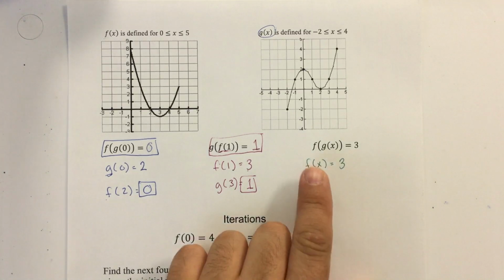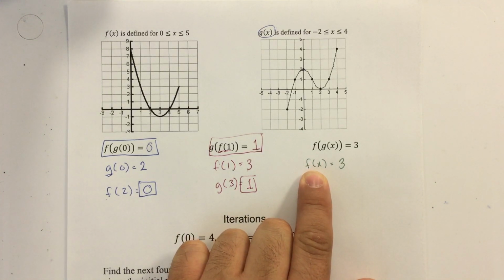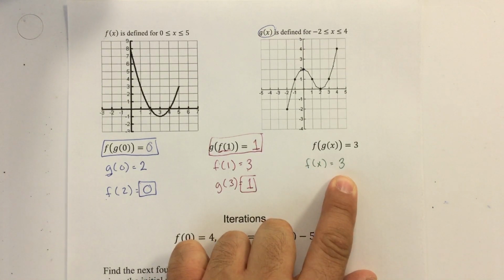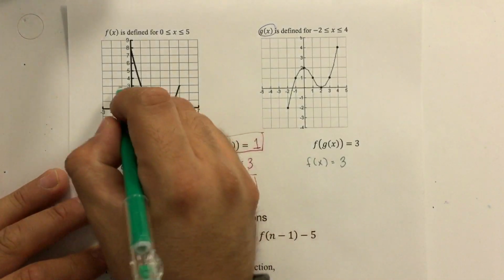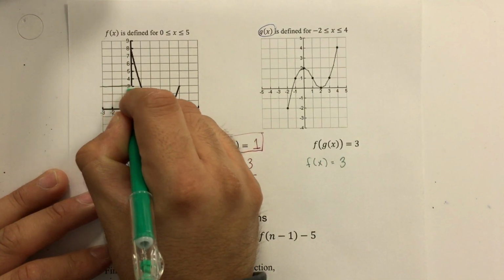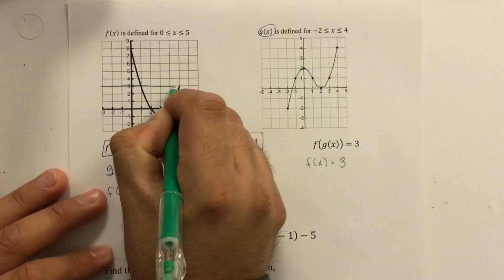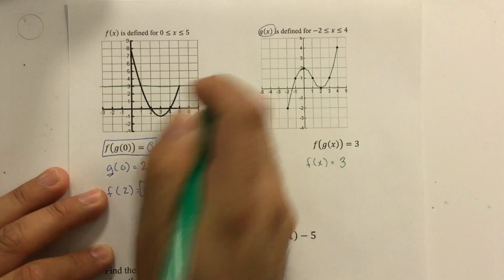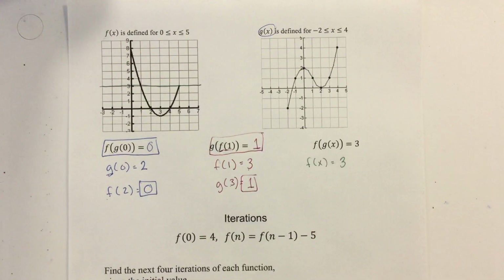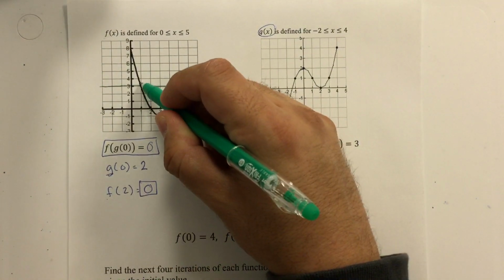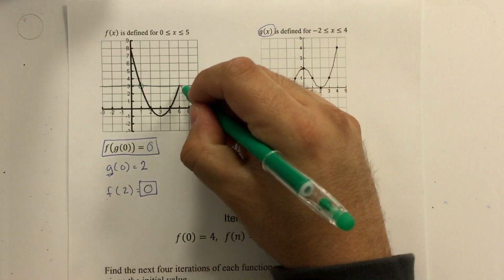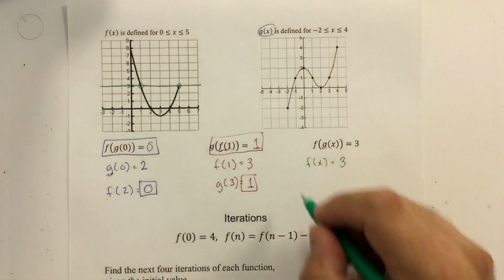So I'm going to go to the f graph, and I'm going to draw a horizontal line through the value of 3 on the y-axis. So here we go. Here's 3. I'm going to draw a line through there. How many times did it hit the graph? It hit it twice, actually. The first one appears to be right here at x equals 1. The second one is at x equals 5.